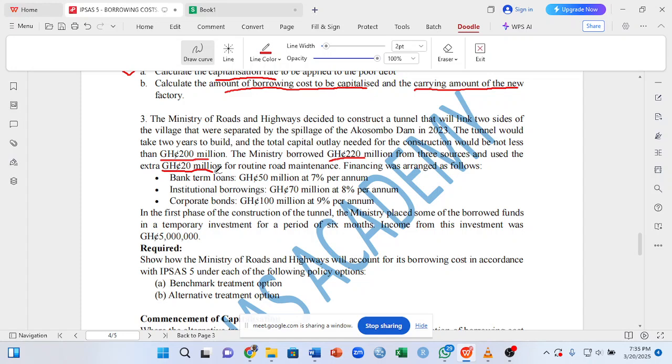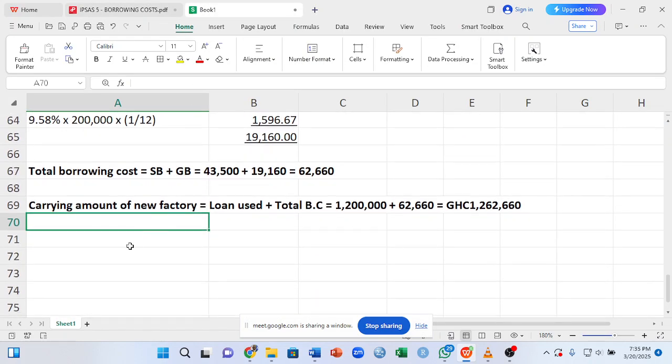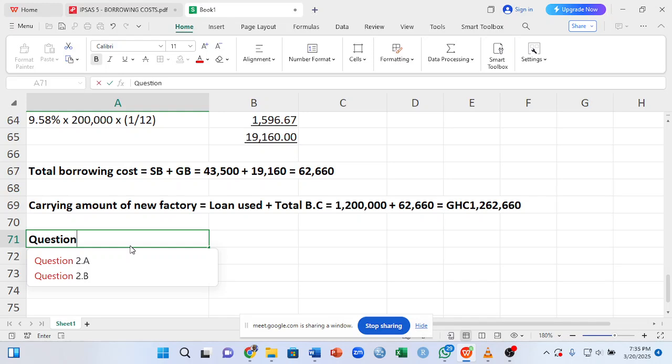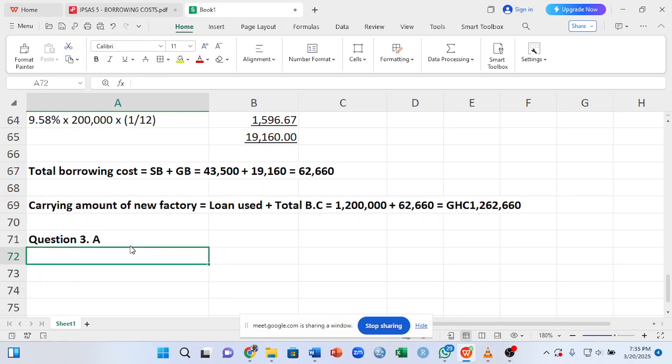So here they asked for the two approaches. Remember with the benchmark, all the borrowing cost, whether it relates to the qualifying asset or not, you have to expense it. So let's do that for the A. Question 3A, that will be the benchmark approach, the treatment option.